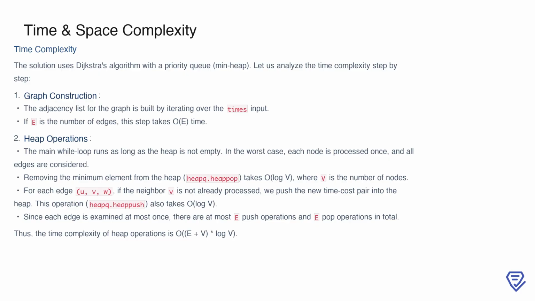Next, we focus on operations involving the heap. The main loop processes nodes until the heap is empty. In the worst case, each node is processed once, and during this time, all edges are considered. Removing the smallest element from the heap, an operation known as heapq.heappop, takes O(log v), where v is the number of nodes. Similarly, adding a new element to the heap, or heapq.heappush, also takes O(log v). Since each edge is examined only once, we perform at most e push and pop operations, making the total time for heap operations O(e log v) plus O(v log v).